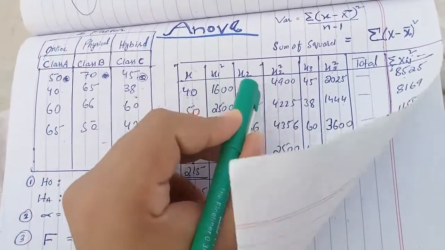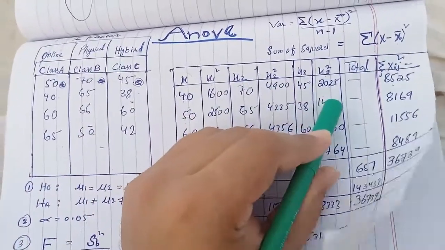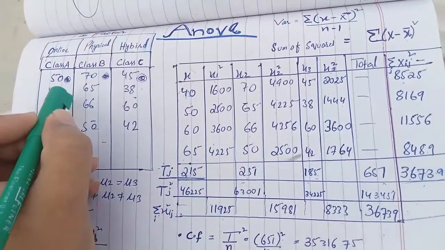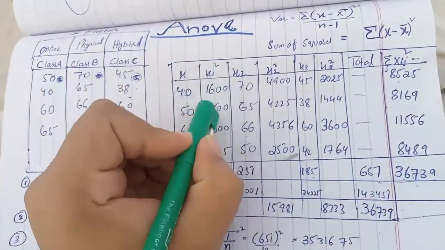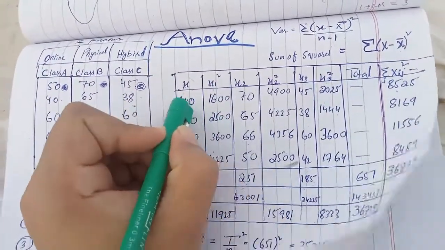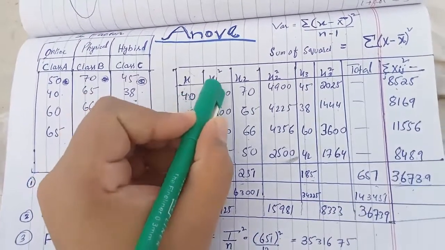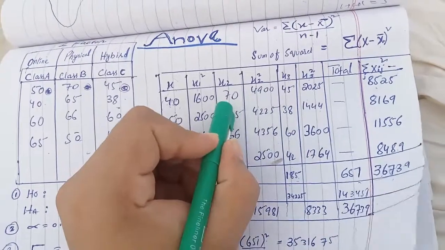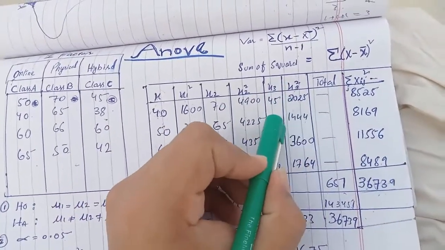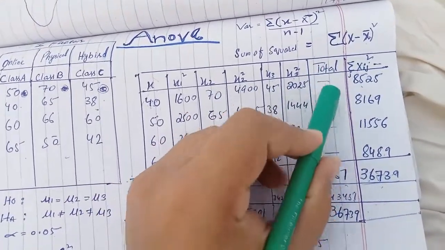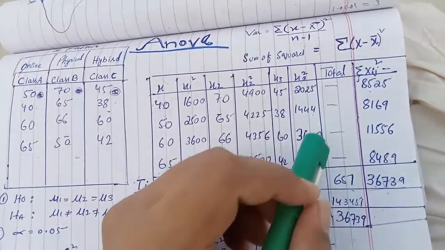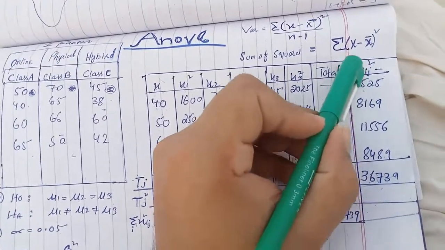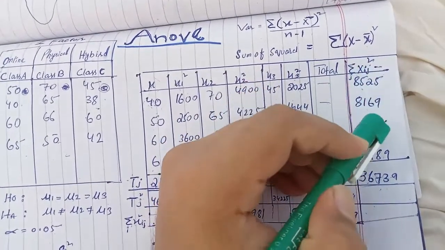And this x1 square, x2 square, x3 square is nothing but the square of the values of each sample. We take the square of this value, the square of this value, the square of this value. Right, here is the total. And what is this? What is the summation of x square ij?